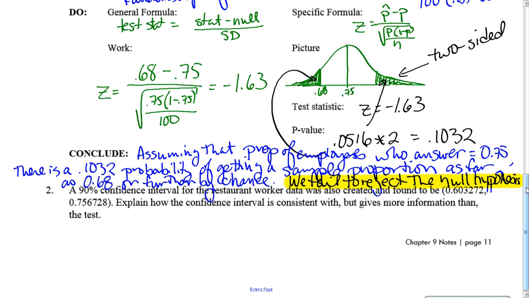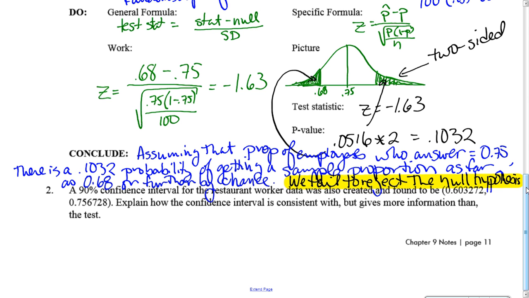Now the bottom one, let's just talk through that, and I'll let you write it down. A 90% confidence interval for restaurant worker data was also created and was found to be between 0.603272 and 0.756728. Explain how the confidence interval is consistent with but gives more information than the test. Couple of things. First of all, it's plausible because our 0.75 that we're looking for is inside the interval.